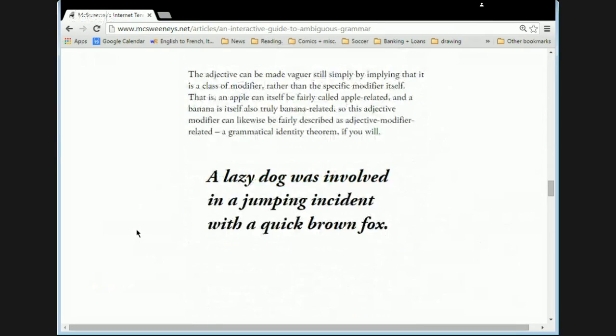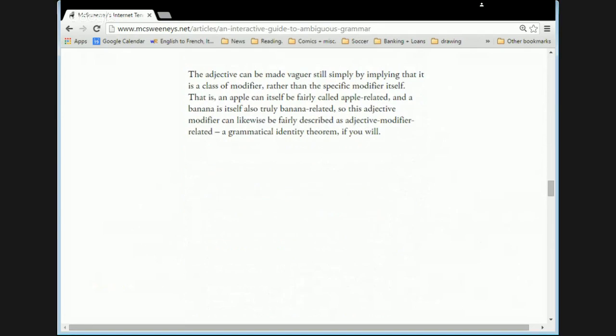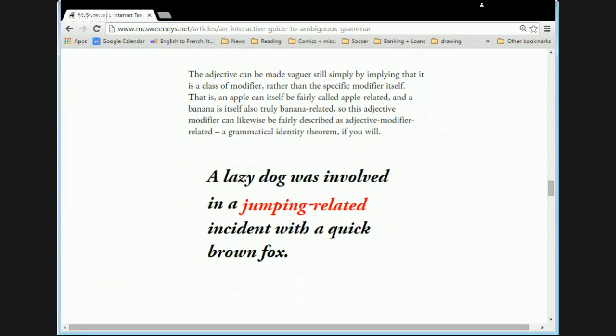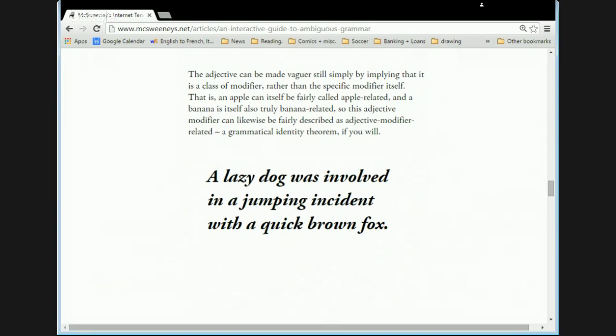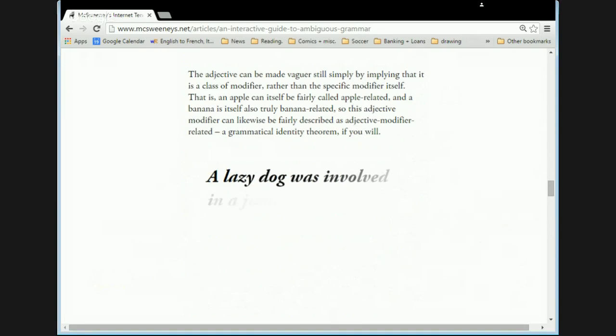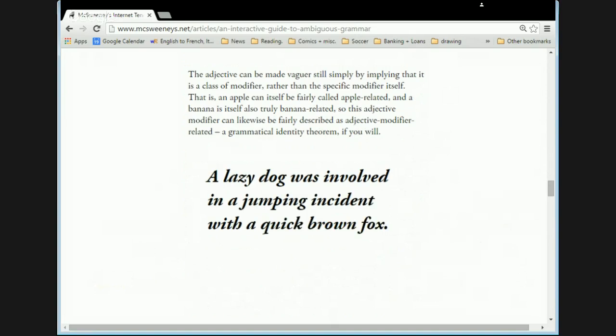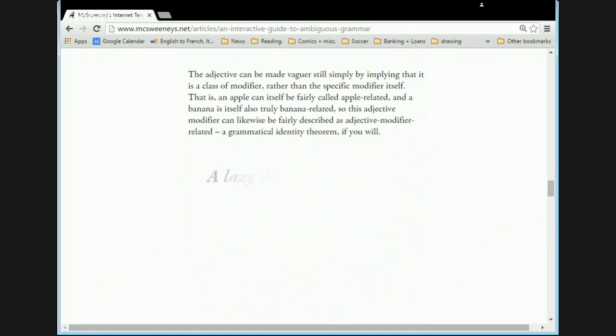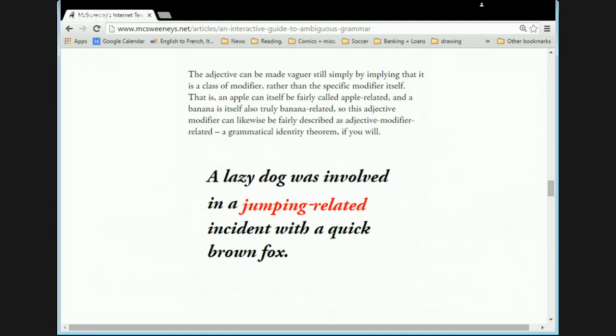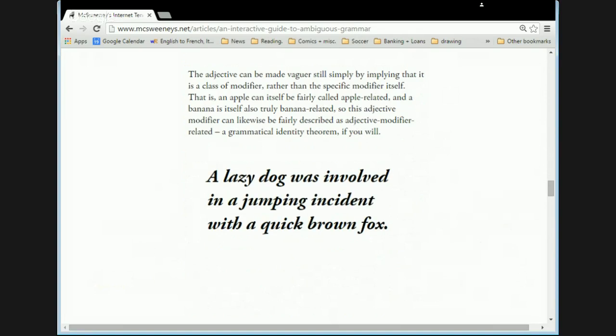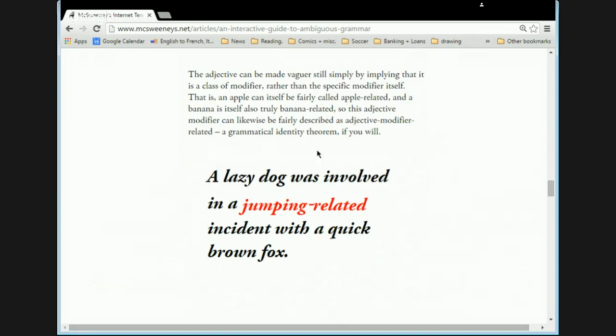The adjective can be made bigger still simply by implying that it is a class of modifier rather than the specific modifier itself. That is, an apple can itself be fairly called apple-related, and a banana is itself also truly banana-related. So this adjective modifier can likely be fairly described as adjective modifier related. A grammatical identity theorem, if you will. A lazy dog was involved in a jumping related incident with a quick brown fox. Good. So we're modifying the adjective and saying it's like a jumping related incident.